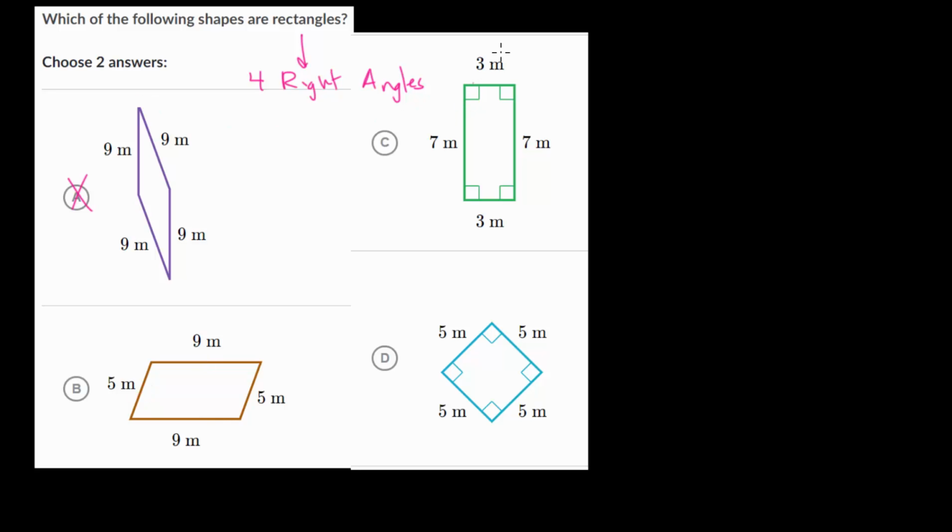Now for choice C, it does have four right angles. So this is, in fact, a rectangle. And choice D also has four right angles. So it's a rectangle. Though notice that all the side lengths are equal. So this is also a rhombus, and since it has these four right angles, it's also a square. So this just happens to be a square, a rhombus, a rectangle, and it's a parallelogram. So squares are just very special types of quadrilaterals since they also fit many other definitions.